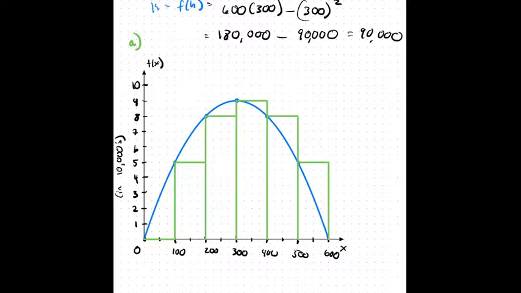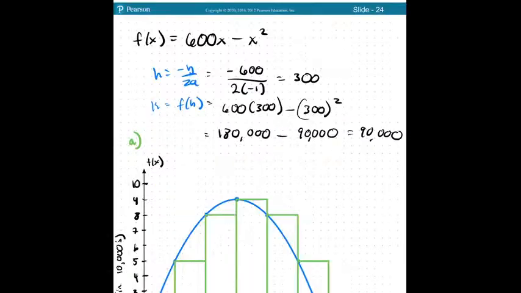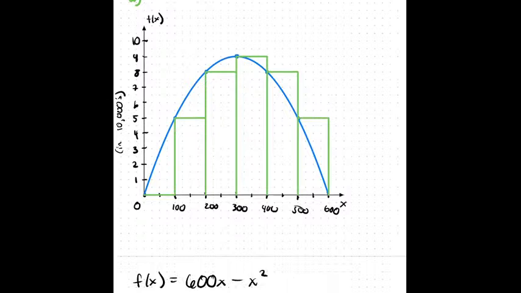So now we have 1, 2, 3, 4, 5, 6 rectangles. So if we go back, we're asked to approximate the area by dividing the interval into 6 subintervals. Okay. So then what's the area of the first rectangle, right? The area is 0 because it has a height of 0. So the length is what, 100? I'm just going to call it A for now. The area is going to be the base times the height, right? So 100 times 0, so you know what happens there.